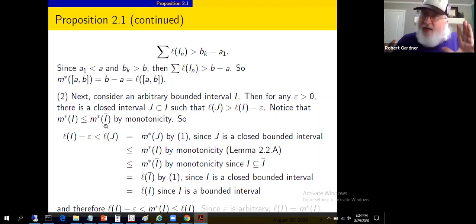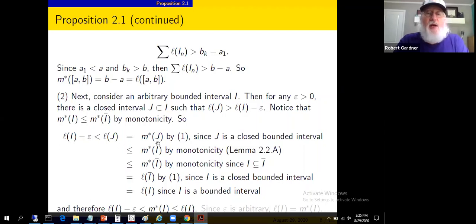The only difference in those sets possibly is the 2 endpoints of the interval. But monotonicity allows us to say the outer measure of I is less than or equal to the outer measure of I bar. We established monotonicity in the lemma. So when we say the length of I minus epsilon is less than the length of J, this property here, we know the length of J equals the outer measure of J. Why is that? Because J is a closed and bounded interval. And we know closed and bounded intervals, like this one, have outer measures that equal their length.